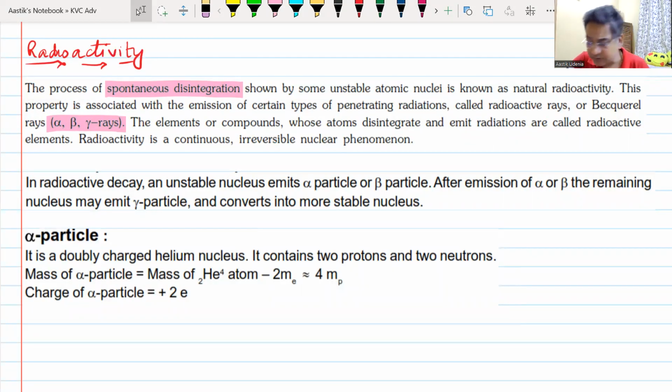Now, we are all aware that an alpha particle is nothing but a helium nucleus. Double check: alpha particle is a doubly charged helium nucleus. That means the electrons have been removed. It consists of 2 protons and 2 neutrons. Mass of the alpha particle is approximately equal to 4 times the mass of the proton. Since I have no space left, I'll give you 2 minutes to note this down. On the next page, we will see what is a beta and what is a gamma particle.